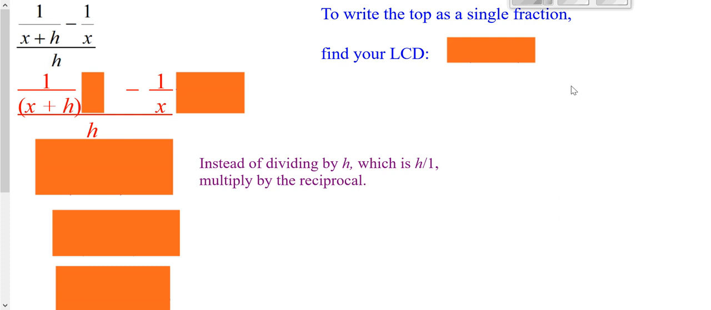Okay, so now we're going to subtract a couple fractions and then we're going to have to divide it by h. Now, as a side note here, if I said 1 over 9 minus 1 over 5, you guys would say your LCD is 45.